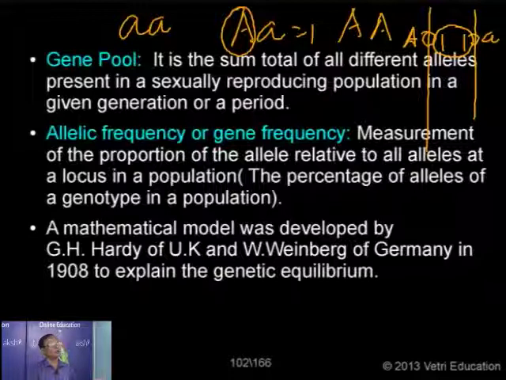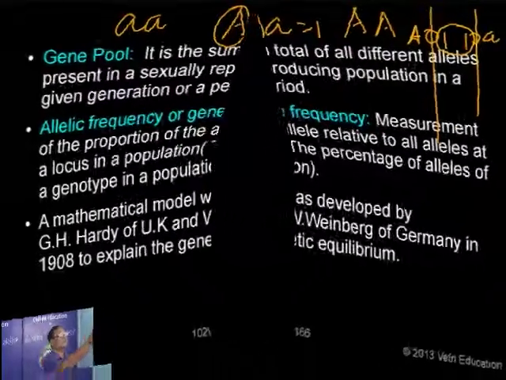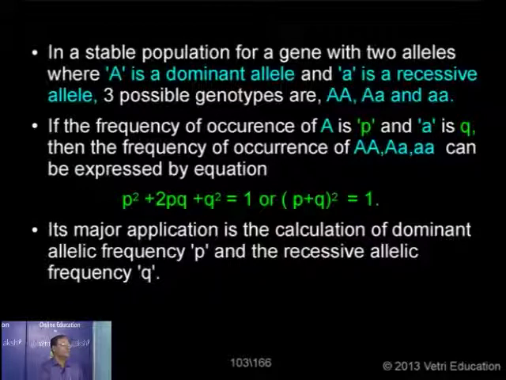G.H. Hardy of the UK and W. Weinberg of Germany, in 1908, to explain the genetic equation. They developed a model by means of algebraic equations in 1908 to explain the genetic equilibrium. Now, in a population, as I mentioned already, in a stable population.